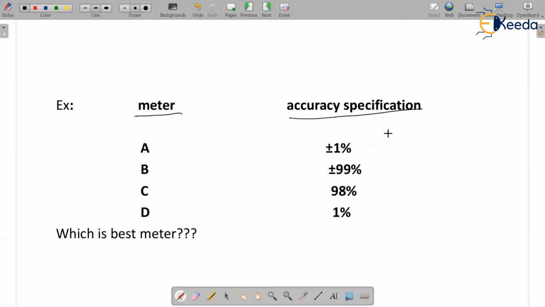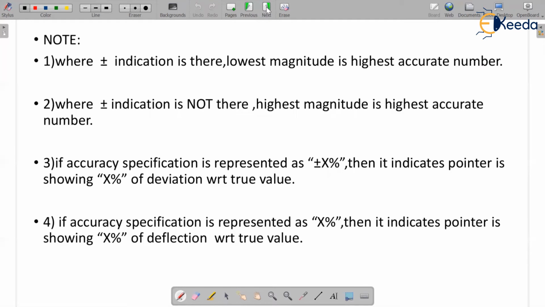So from my explanation, where a plus or minus indication is there, you prefer the lower magnitude. So among A and B, A is the best. Among C and D, C is the best. The same points I am narrating here.